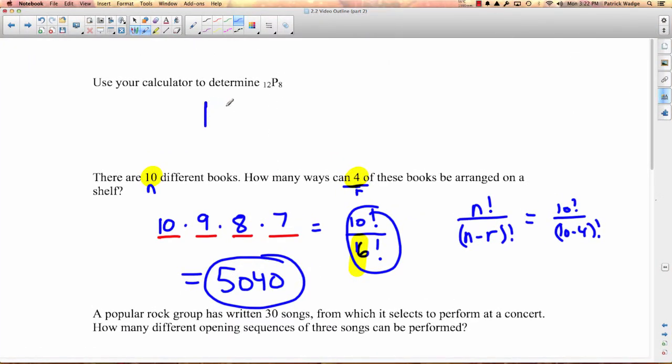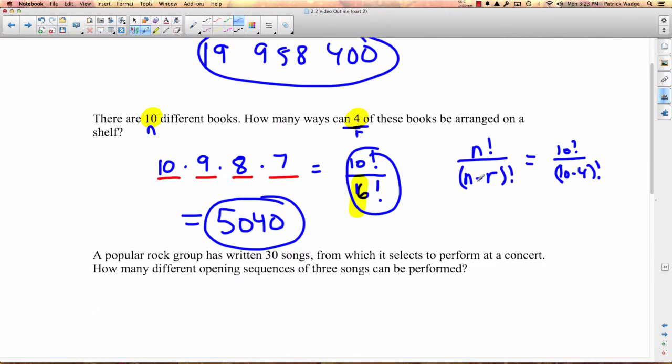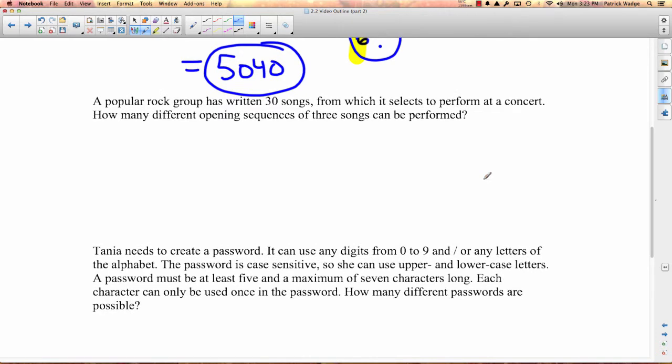So I'll just write the answer down here again. It was 19,958,400. This question we already did. Is there anything else to say about it? I don't think so. Okay, a popular rock group has written 30 songs from which it selects to perform at a concert. How many different opening sequences of 3 songs can be performed?